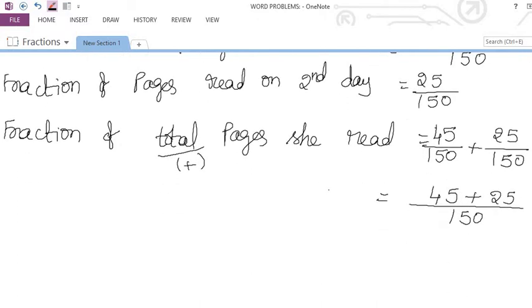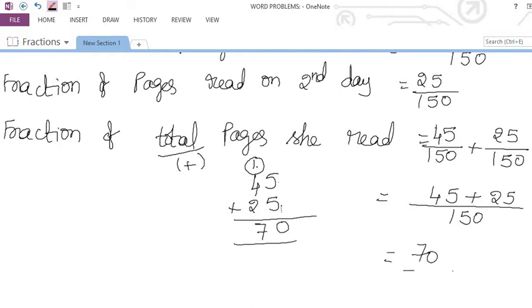Now add beside: 45 plus 25. 5 in the mind, 5 fingers open, 5 after 6, 7, 8, 9, 10. So 1 is carry, 0 will come down. 4 plus 1, 5. 5 in the mind, 2 fingers open, 2 after 5, after 6, 7. So the answer is 70 by 150. We can reduce this into an equivalent fraction with the help of 5 table, shall we?